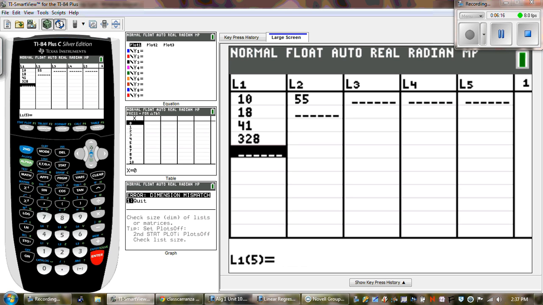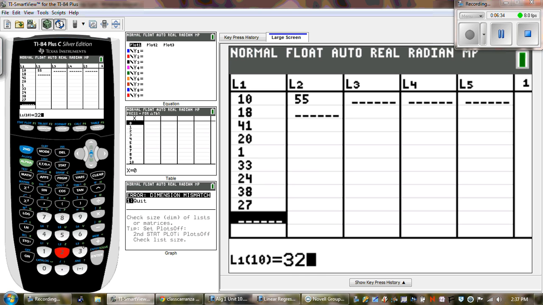Oh, no, not 320. I'm looking at the wrong one. 20, 1, 33, 24, 38, 27, and 32.